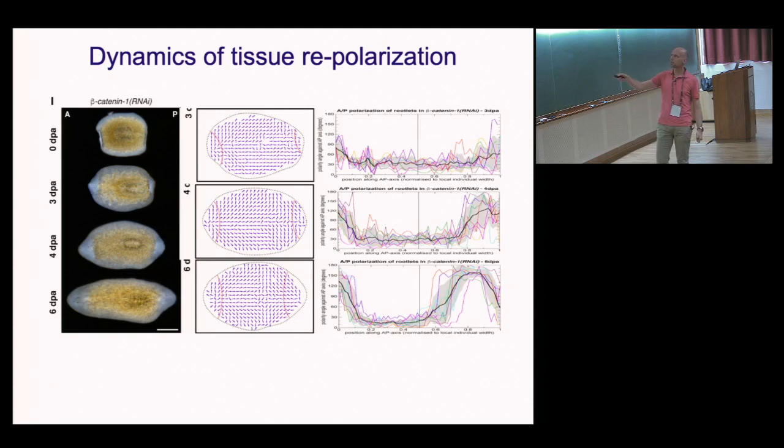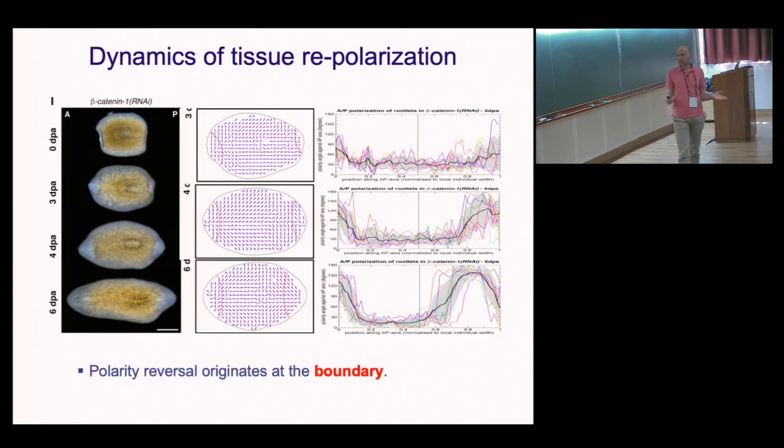But what then happens is that over the subsequent days, we actually start to see the polarity reversal at the distal end. So first at about 3 days post-amputation, you see that the polarity now switches to the opposite, to basically a 180-degree orientation. And then over the subsequent days, this reverse orientation starts to spread into the tissue.